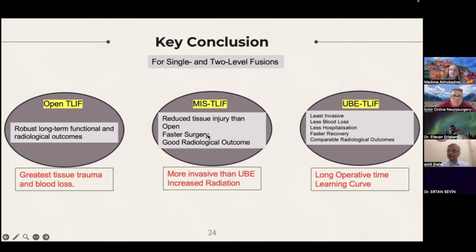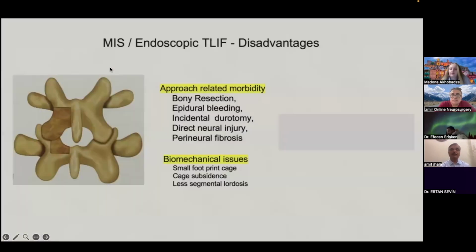It has a faster surgery compared to UB TLIF, and it also has a good radiological outcome. The only difference is increased radiation, and it is more invasive than UBE but less than open TLIF. UB TLIF has all these advantages, but it definitely has a longer operative time and a learning curve. But once you master the learning curve, of course, you can decrease your operative time also. So these are the conclusions for the single level.